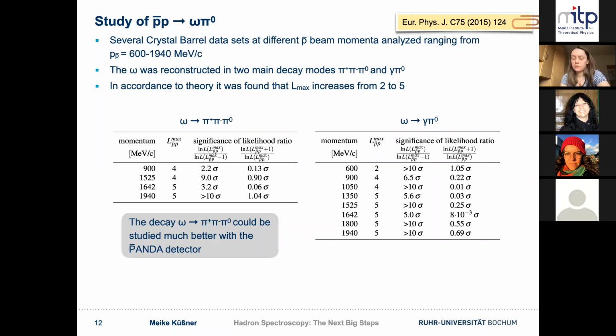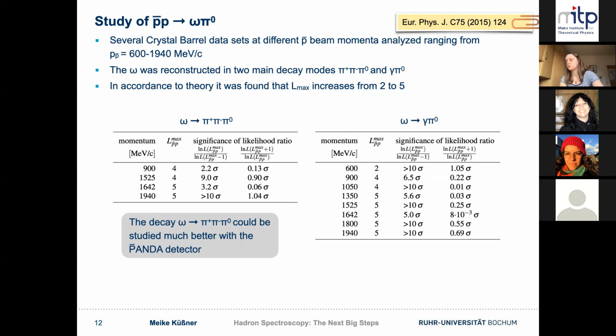There were several Crystal Barrel data sets used for this analysis at different antiproton beam momenta, from 600 MeV/c to almost 2 GeV/c. Here the omega was reconstructed in its 2 main decay modes into 3 pions and gamma pi0. And the contributing L max, so the maximum angular momentum, was investigated. And you see for both decay modes that it was possible to identify the maximum contributing angular momentum.